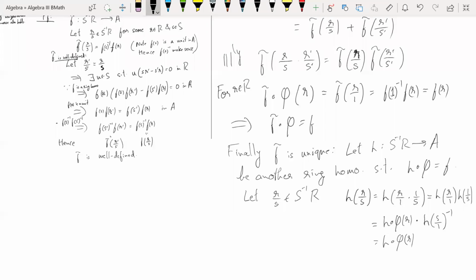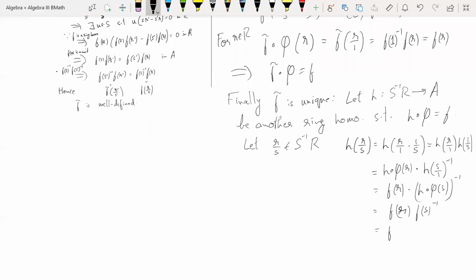So H composed with phi is f. Let me write this as f of r times H composed with phi of s inverse. So this is the same as f of r times f of s inverse, which was the definition of f tilde, just that we wrote f(s) inverse there. So this implies H is equal to f tilde. Now our proof is complete, and we have shown that f tilde is also unique.